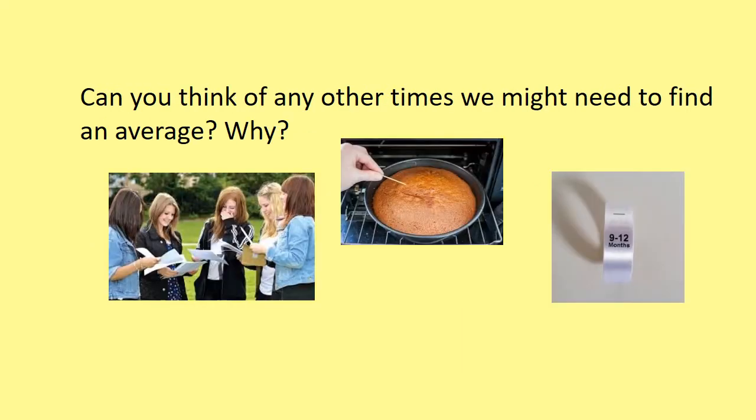Can you think of any other times we might need to find an average? Pause the video and have a think. The pictures give you some clues. So one example is finding average test scores when calculating grade boundaries for exams. Another is checking average cook times when writing a recipe for a cake or something else. Average heights are used for clothes sizes when designing children's clothes for particular ages.